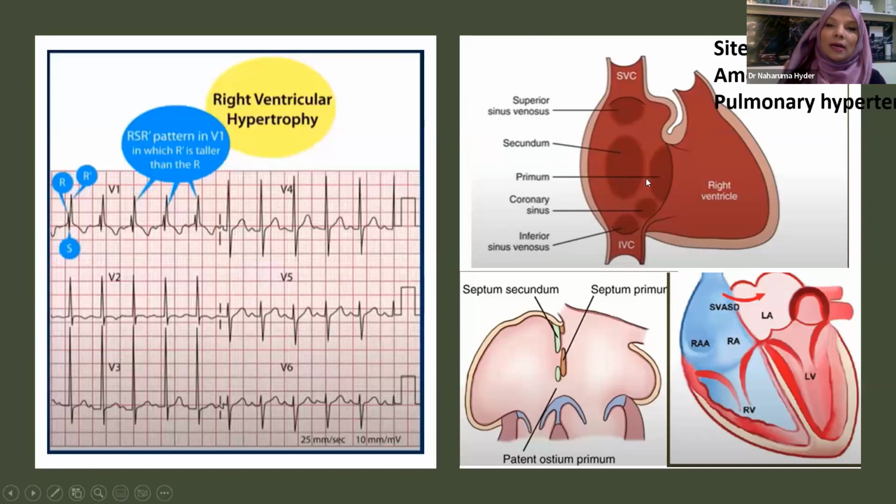What the ECG tells: it not only diagnoses the ASD, but also tells us where the ASD is located. We know that there are types of ASD: secundum type, primum type, sinus venosus type.